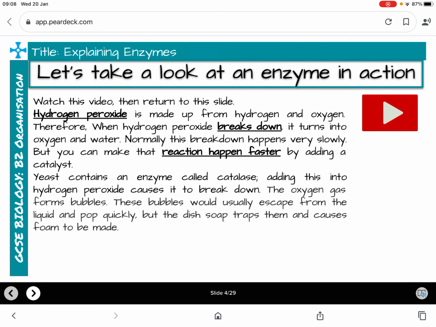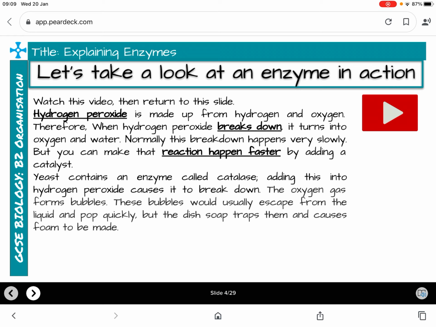So you were asked to watch a video of an elephant's toothpaste reaction. This is a natural reaction. Hydrogen peroxide is a chemical and it will break down on its own into oxygen and water, but you can add different things to make the reaction happen faster, which is where the elephant's toothpaste bit comes in.